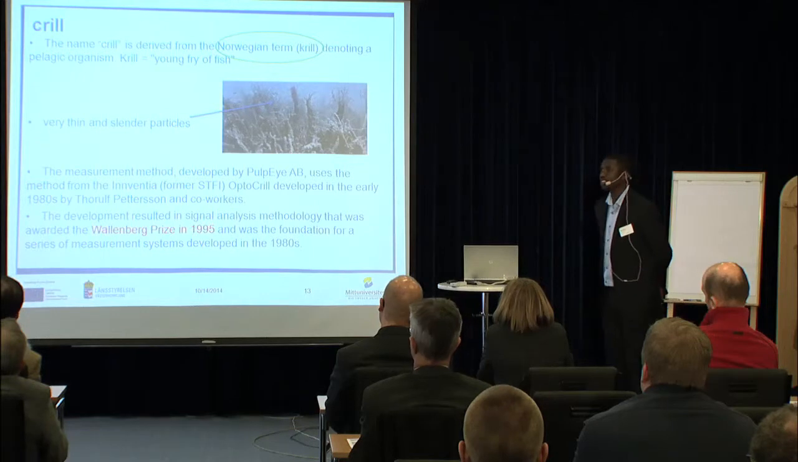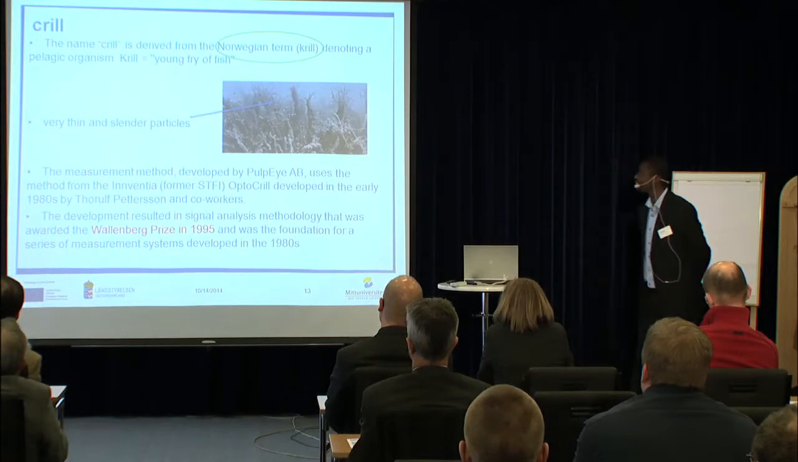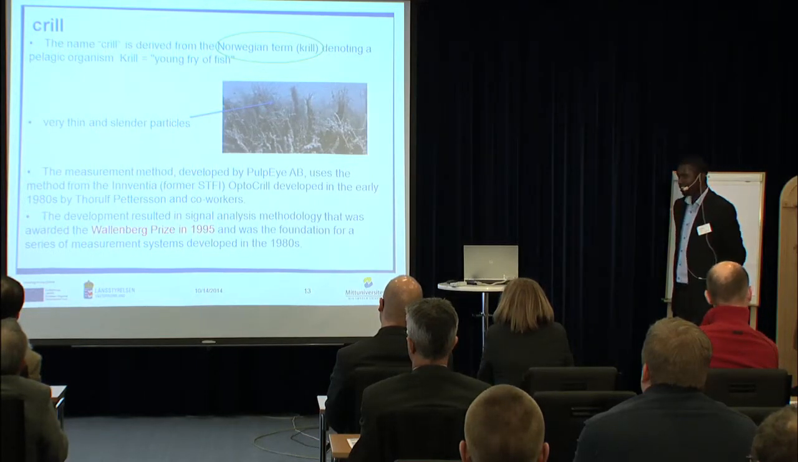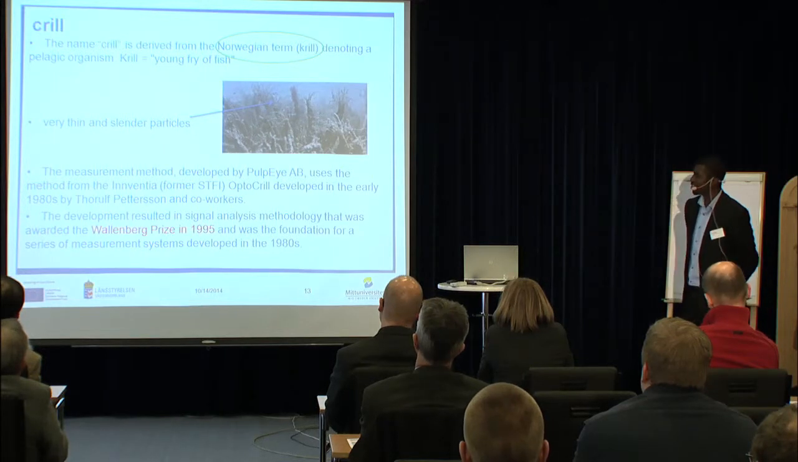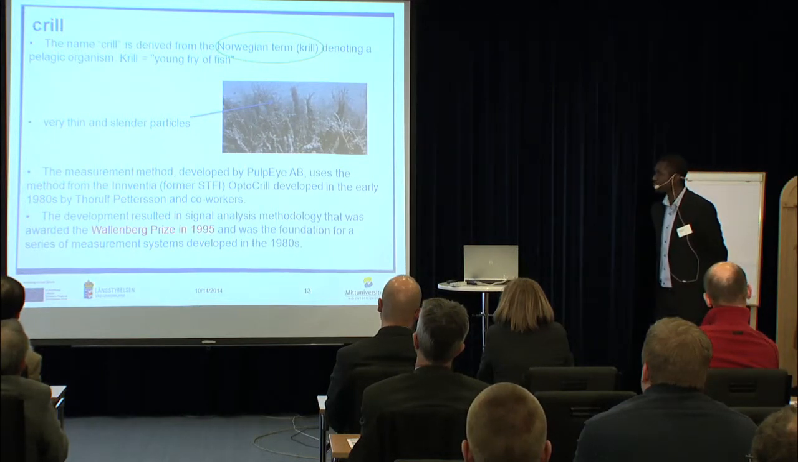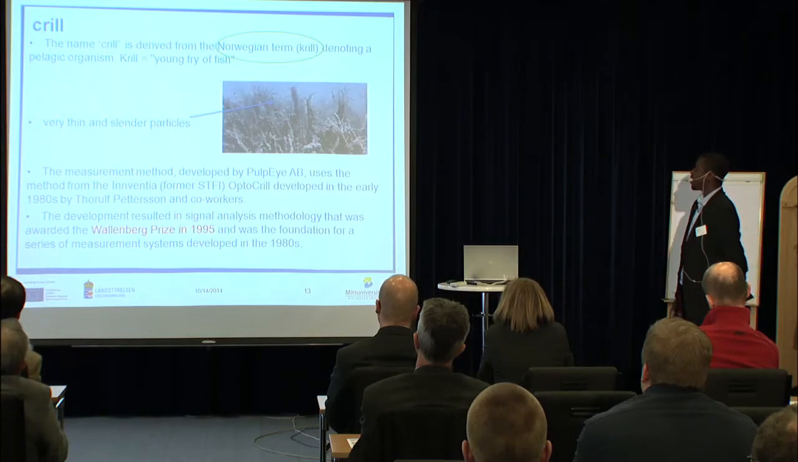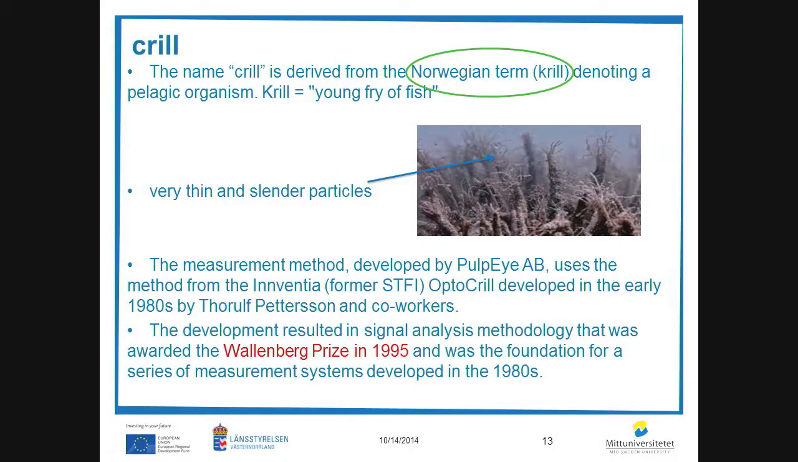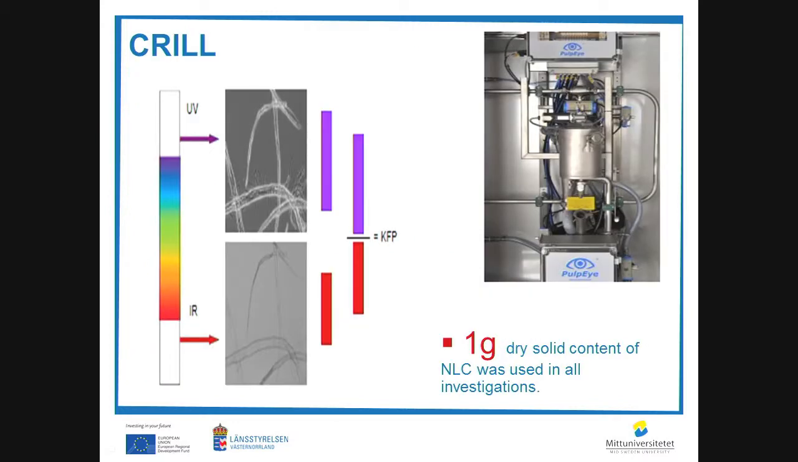Also, we are going to highlight a very fast method that we can use to evaluate particle size, and this is known as a CRILL. This CRILL was developed by CRILL at STFI, and the method is now owned by PopEye, and it received the Wallenberg Award for signal analysis. So it's a very fast method to evaluate very tiny, hairy particles. It's already used in the pulp and paper mill, and we wanted to evaluate nanocellulose using 1 gram dry solid content of this CRILL apparatus.